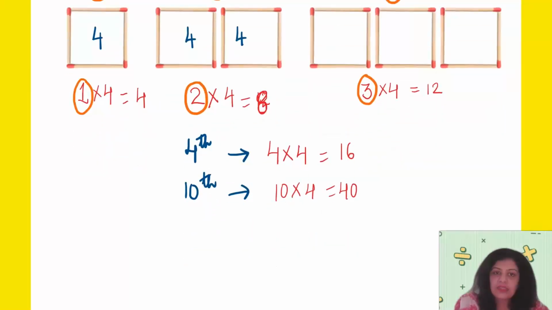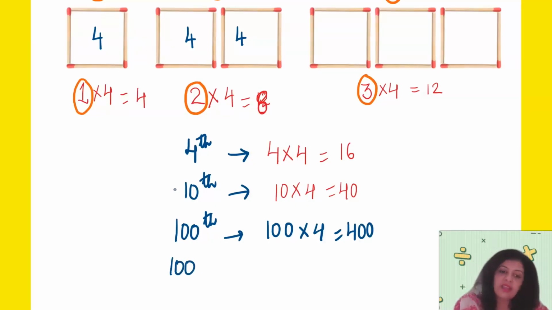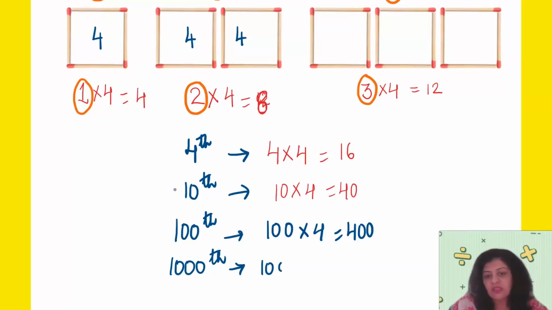Then in the 100th figure, it will be 100 groups of 4, that is 400 matchsticks. Then the 1000th figure or shape will have 1000 squares and each square has 4 matchsticks. So 4000 matchsticks will be there.